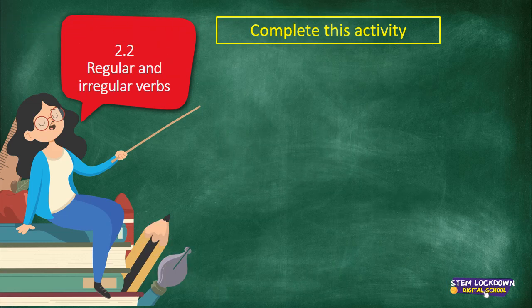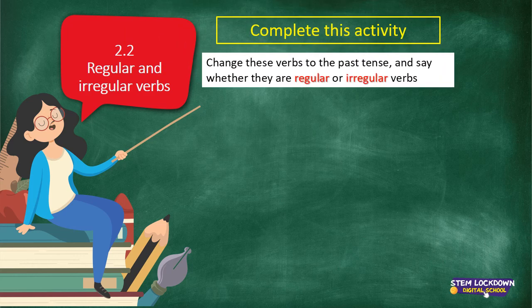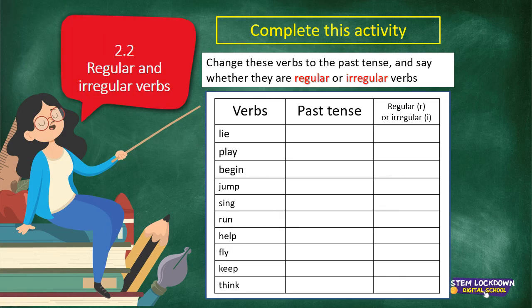Here is a practice activity for you. What I want you to do is to change these verbs to the past tense and say whether they are regular or irregular verbs. Here is our chart. So you'll see in the first column we've got all the verbs. Some of those are regular and some of them are irregular. In the second column, I want you to list what they are in the past tense.